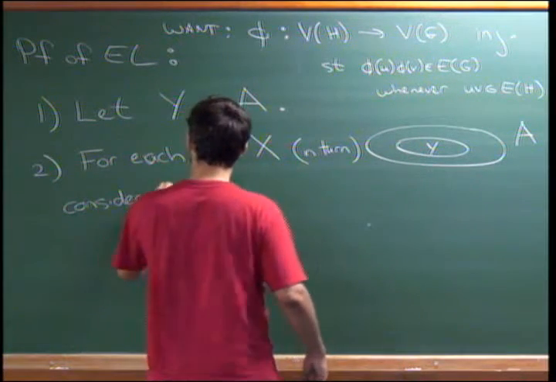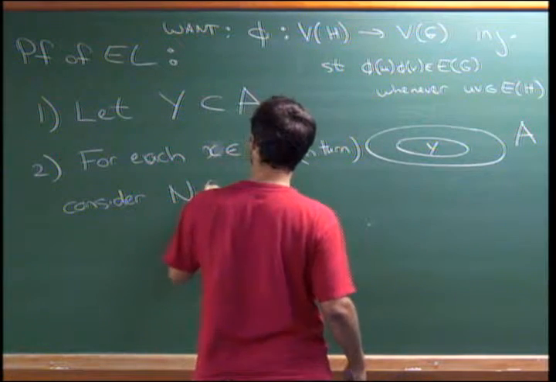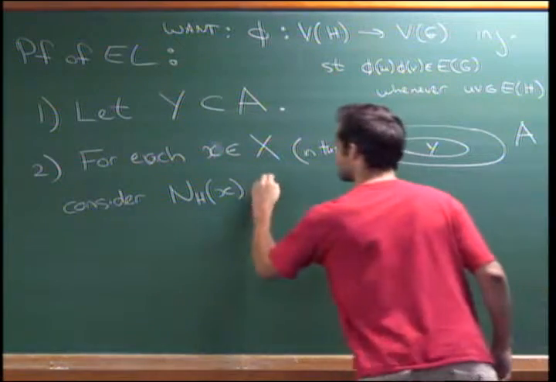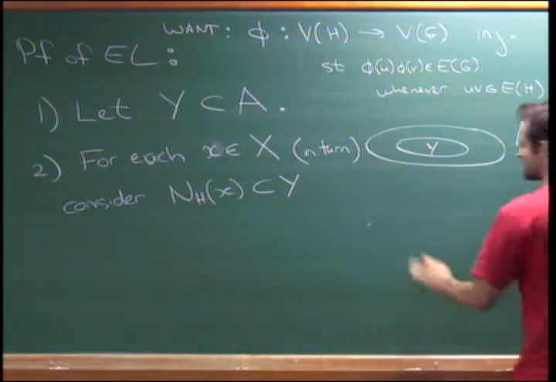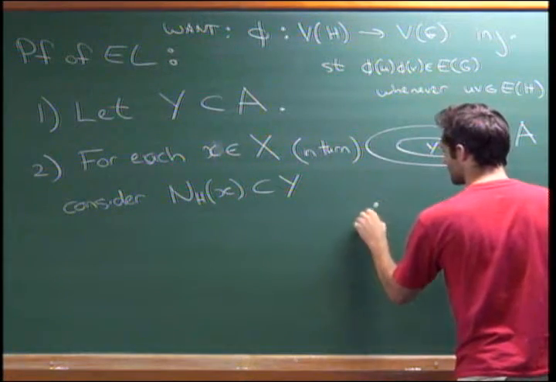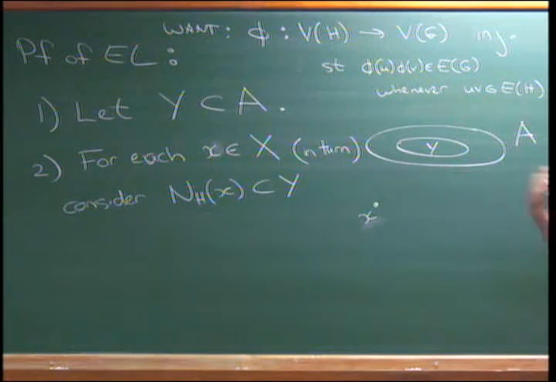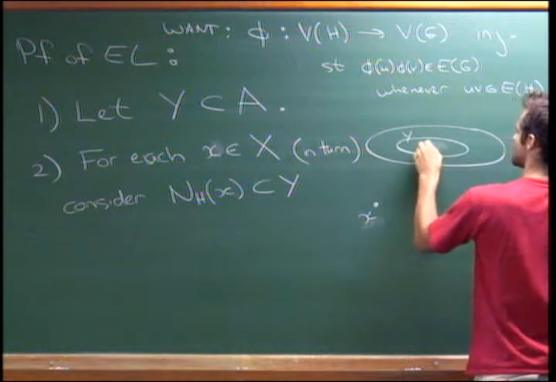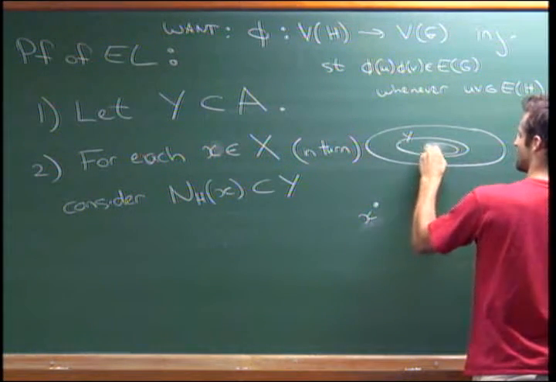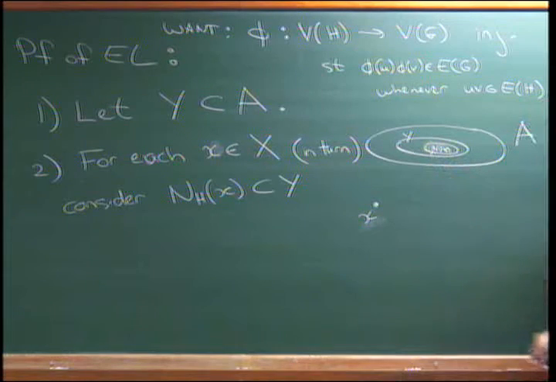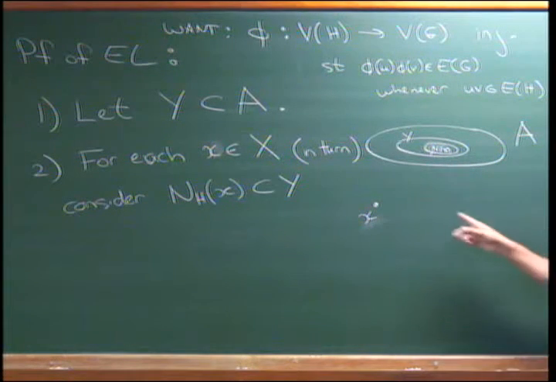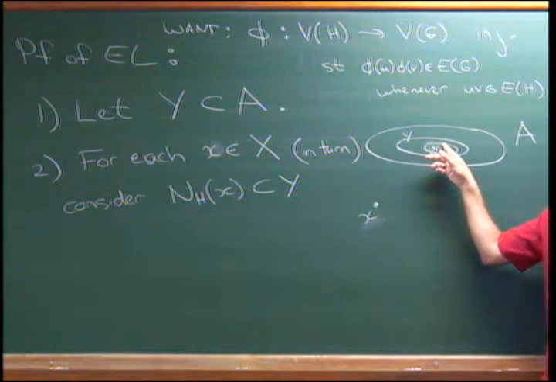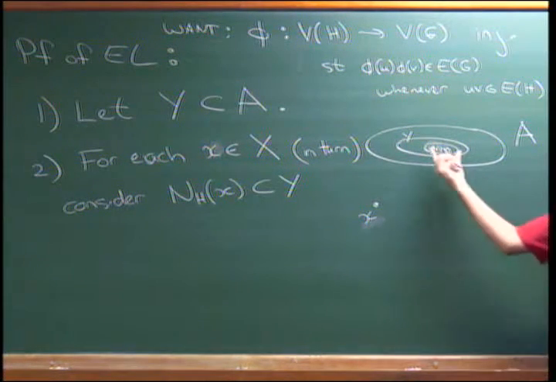Consider the neighborhood in H of X. Okay? Which is a subset of Y. So we have some vertex X of H, and it has a neighborhood in Y. Neighborhood of X. Okay. And we'd like to find a vertex in G that has this neighborhood, or at least this is a subset of its neighborhood.